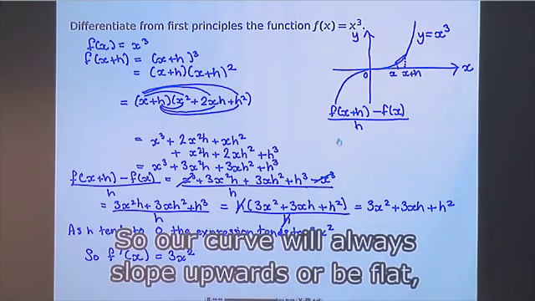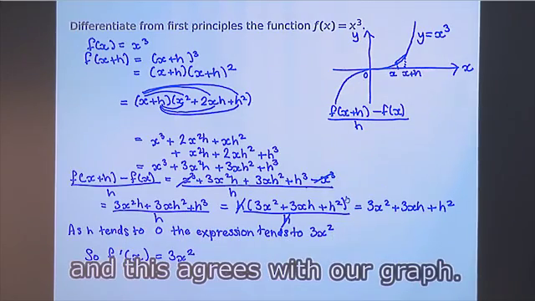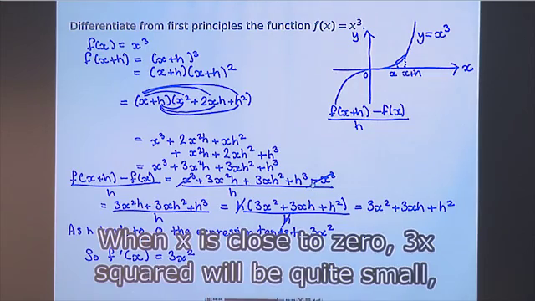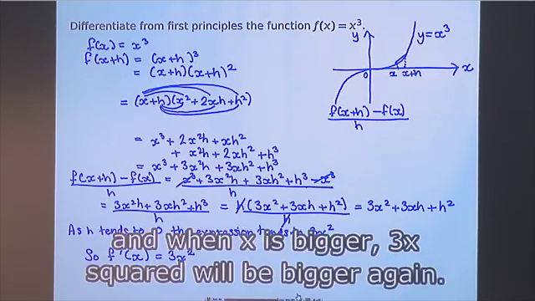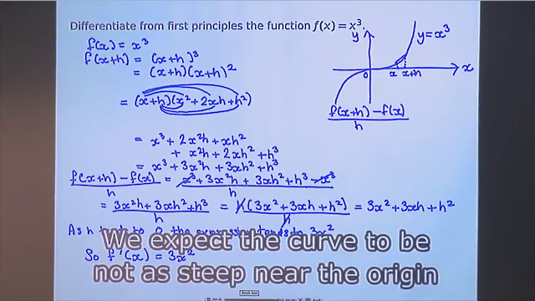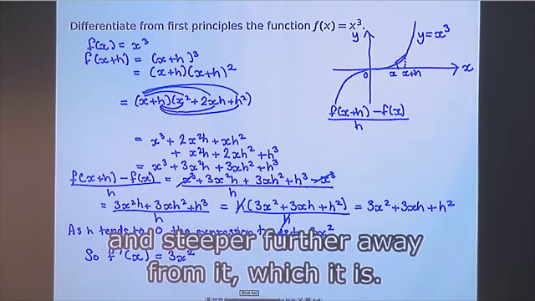So you see, look, it's quite detailed by the time it gets to the end, right? When x is close to 0, 3x squared will be quite small. And when x is bigger, 3x squared will be bigger. Again, we expect the curve to be not as steep near the origin and steeper further away from it. I'll let that play out.